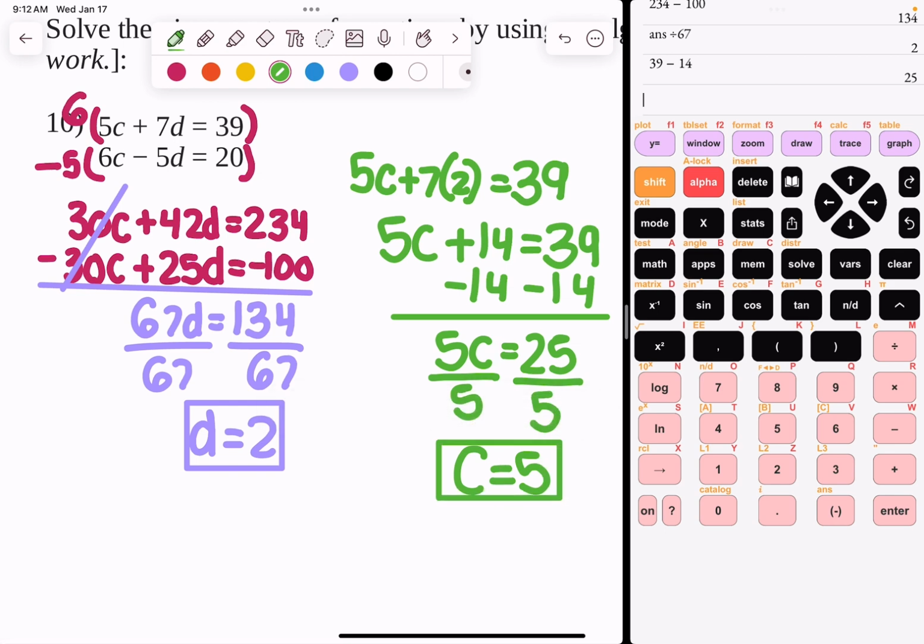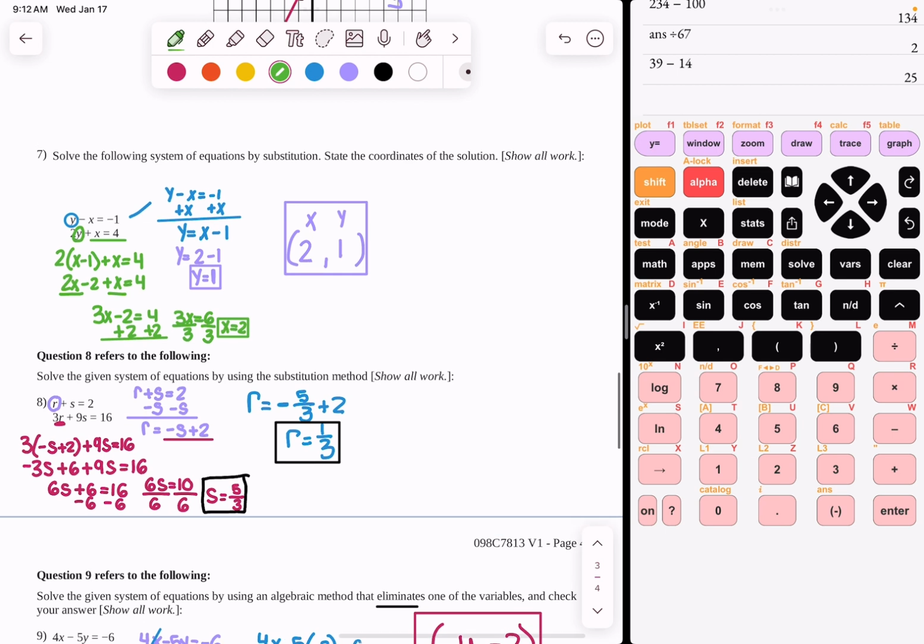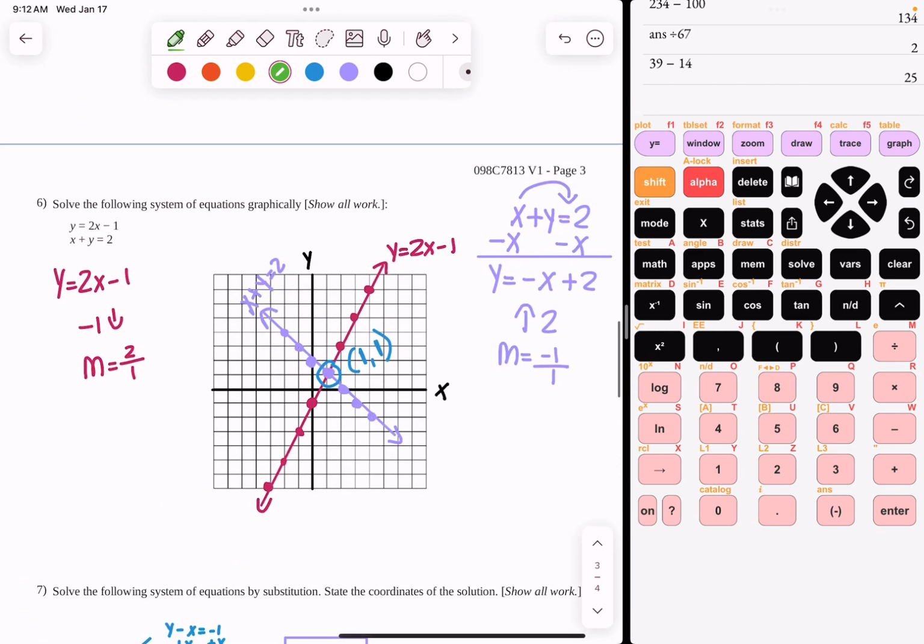Perfect. All right. So elimination method, that is when we make one of the variables have the same coefficient where one is negative and one is positive. Substitution method, that is where we get one of the variables to say equals and then we plug into the other one. And graphing method is when we graph them using the slope and the y-intercept and we see where they cross.